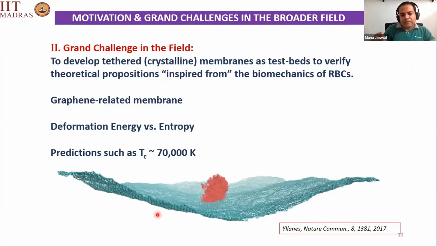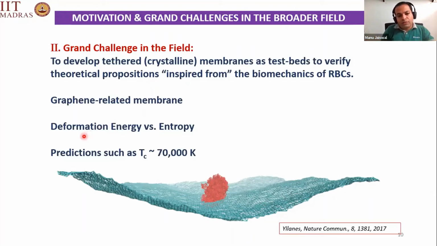What happened is that these ideas led to an explosion of theoretical work in this direction. They were inspired by the biomechanics of red blood cells, but you cannot test everything with red blood cells. So people thought, what are the other kinds of membranes which will do the job? And that is where graphene-related membranes came into the picture, because this is a canonical membrane, a tethered crystalline membrane, where instead of the worm-like polymers, you have covalent bonds and a very neat honeycomb structure.